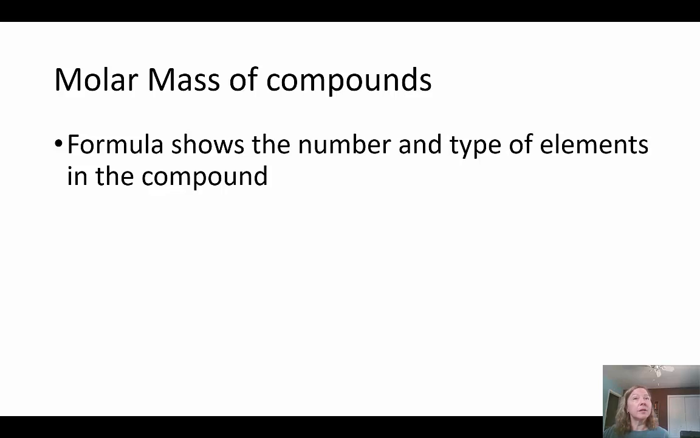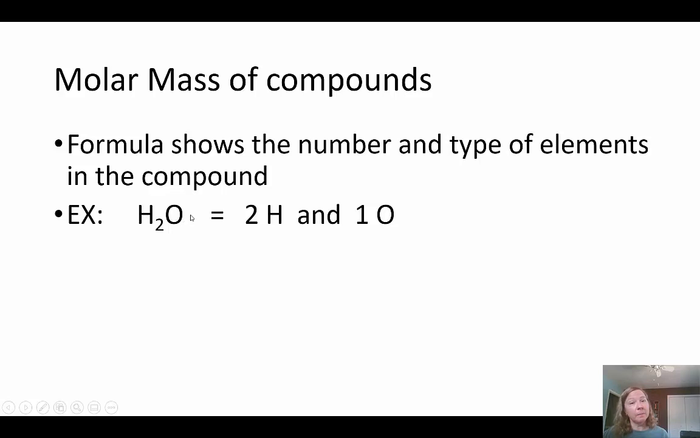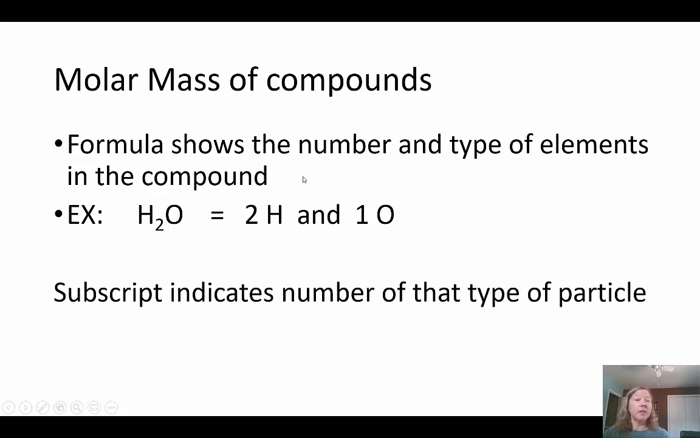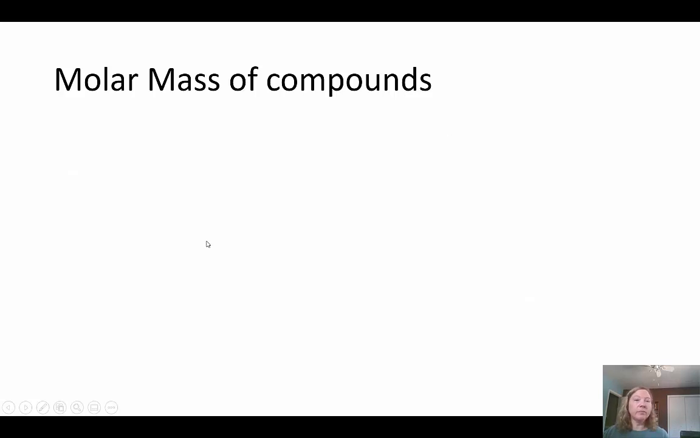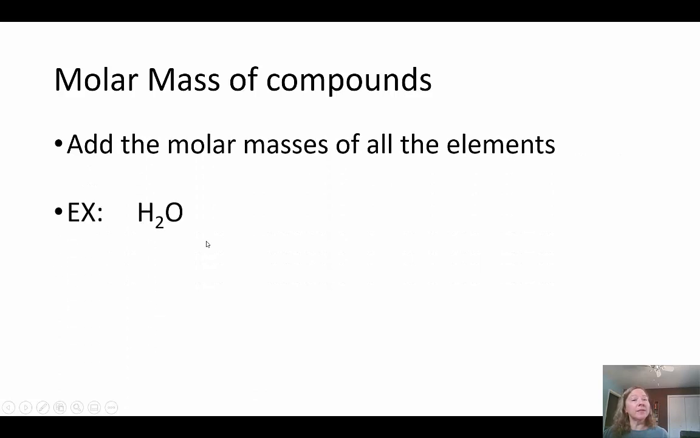So the formula of a compound shows how many of each type of atom, and it shows what kinds of atoms we have in the compound. For example, water. Water has 2 hydrogens and 1 oxygen. So we would add 2 of the H's and 1 of the O's together to form the mass. The subscripts tell us how many of the previous species. There's no number after the oxygen, so that's an understood 1. So we would just add the molar masses of each of these.